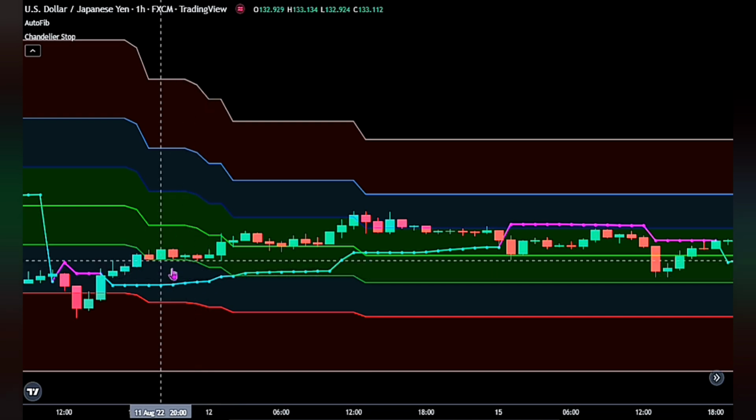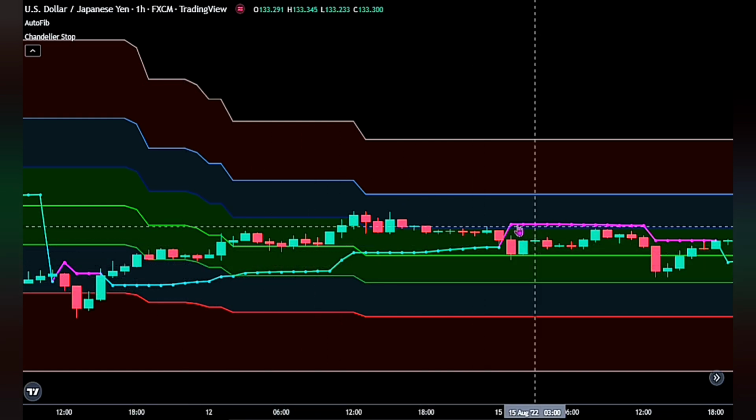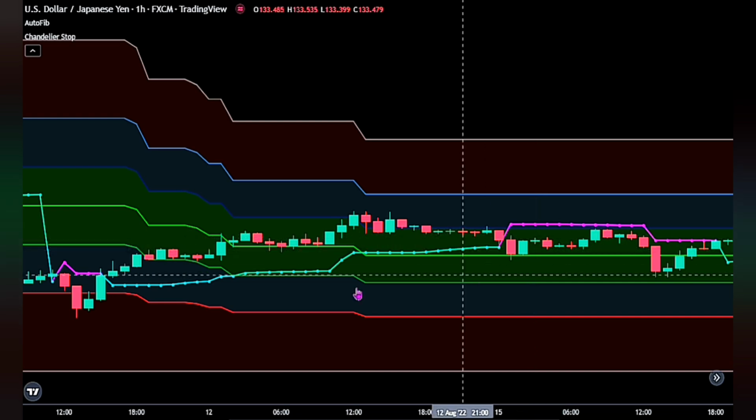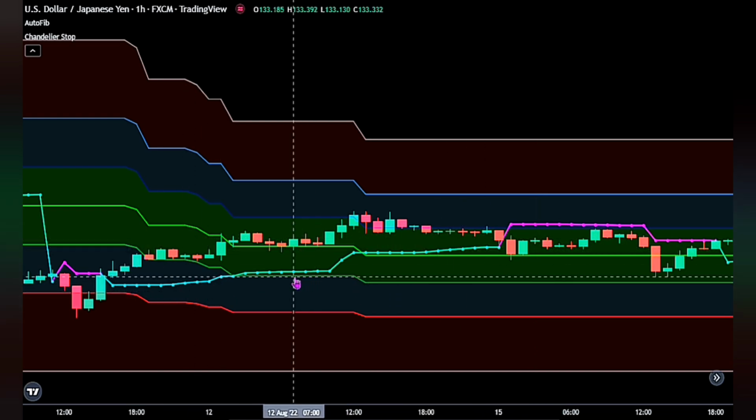Please note that once you take the first trade after the conditions have been met, we would not take any other trade till we see a change in color on the chandelier stop. This strategy tends to work best on trending markets.